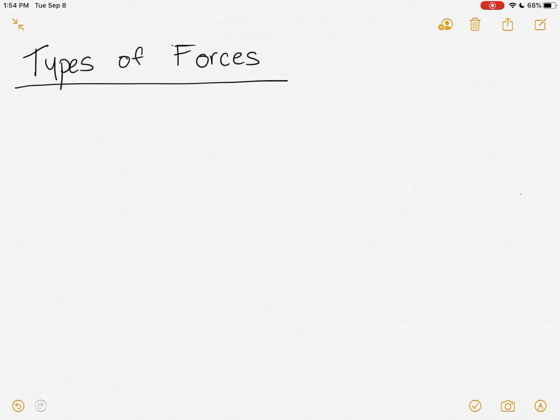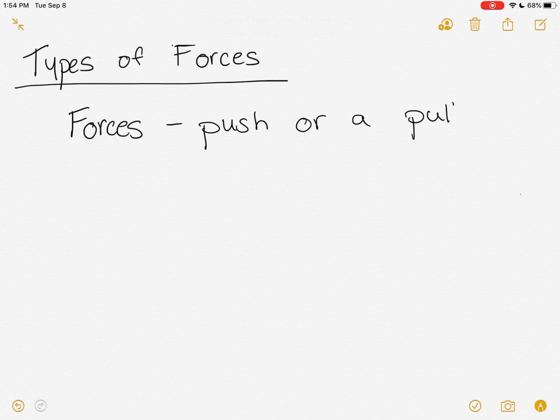So in this video lesson, we're going to have a look at the different types of forces. This is the beginning of our forces unit. Forces can be thought of as either a push or a pull on an object. So if you are pushing an object either left to right or up and down, or pulling an object either left to right or up and down, it doesn't have to be you that is pushing or pulling, but it could be a force that's acting in the environment that is doing this push or pull.